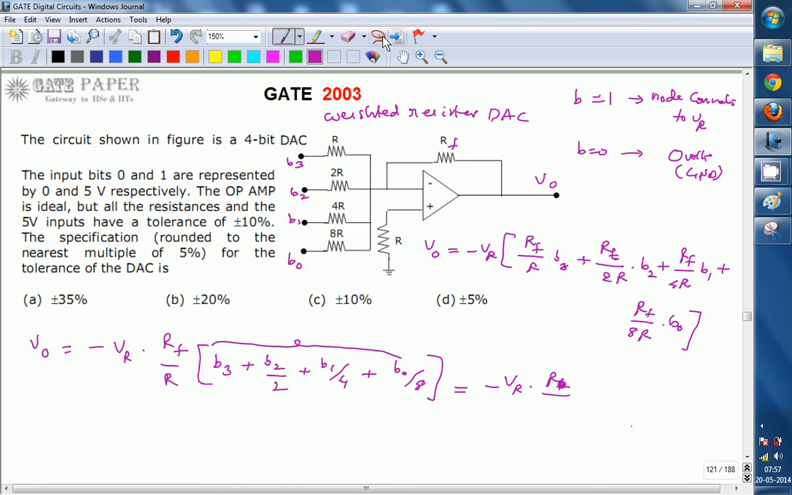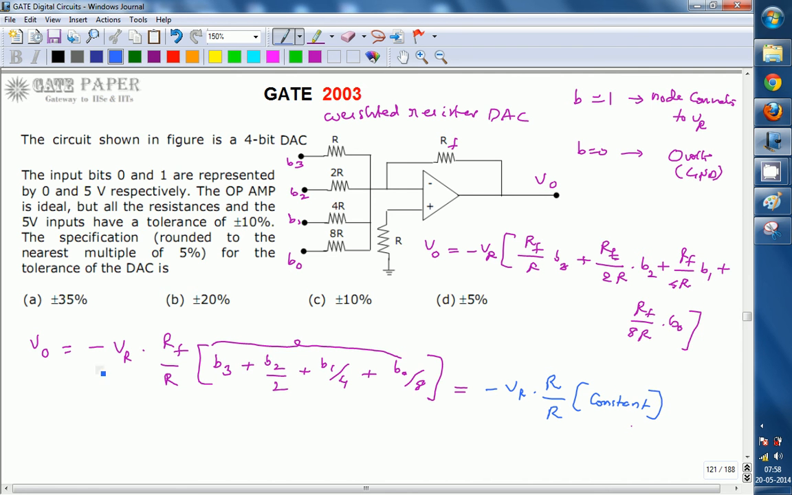So we can write it as minus VR into RF, where RF is nothing but R only in this case, R by R, into something as a constant. A constant doesn't have any tolerance. Tolerance is available only with the resistance and the power supply, the 5 volt battery. So VR has tolerance, R has tolerance, and the tolerance of each is plus or minus 10%.